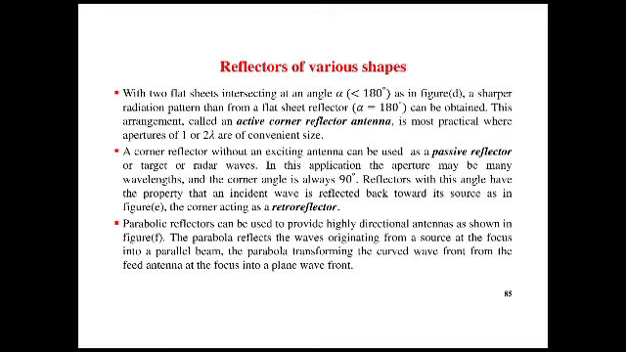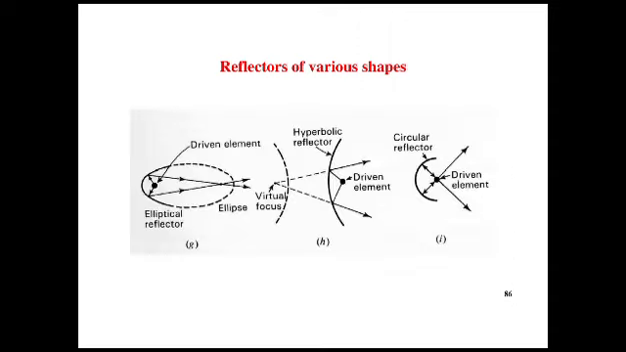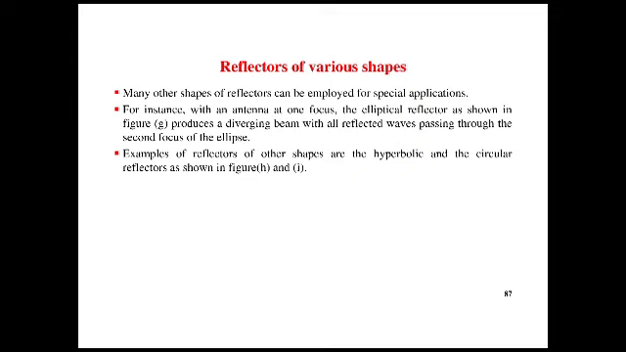Parabolic reflector can be used to provide a highly directional antenna, shown in figure F. The parabolic reflector reflects the wave originating from the source and focuses it into a parallel beam. In this transformation, the curved wave front from the feed antenna is converted into a plane wave front. In the other figures we see the driven element with elliptical, hyperbolic and circular reflectors. Reflectors of various shapes.